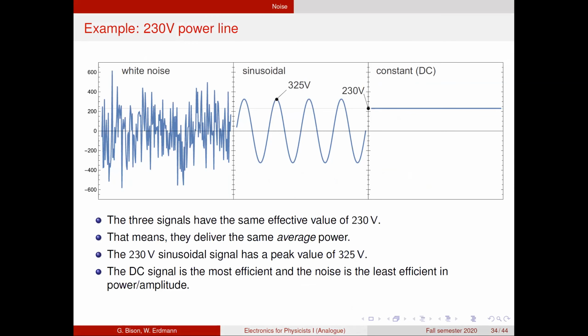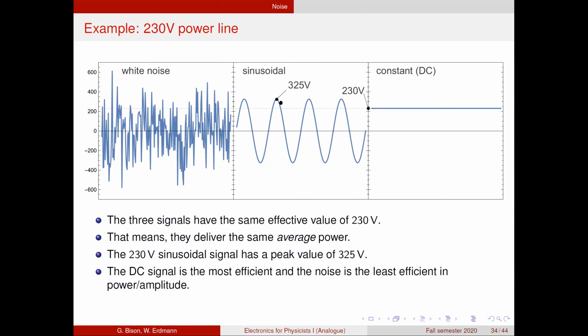Okay, now let's have a look at the connection between power and signal shape. And the 3 examples I've shown here, so it's white noise, sinusoidal signal, and the constant DC signal, they all have the same power. Yeah, so with the constant signal, of course, it's easy to calculate how much power this produces. You can just connect it to a resistor and measure how hot the resistor gets. With the sinusoidal signal, you can do the same.